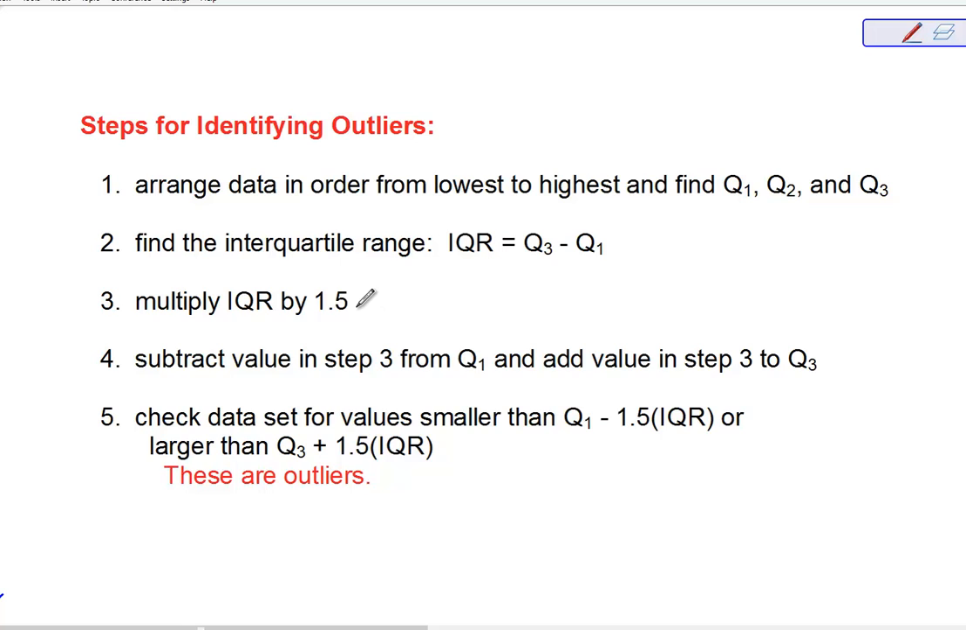Step 4 says that we subtract the value from step 3, which is 1.5 times IQR, from Q1. And that is this formula right here: Q1 minus 1.5 times IQR. And then we add the value in step 3 to Q3. So we're actually going to get two different values. We're going to have an upper cutoff and a lower cutoff. Anything outside these cutoffs is going to be outliers.